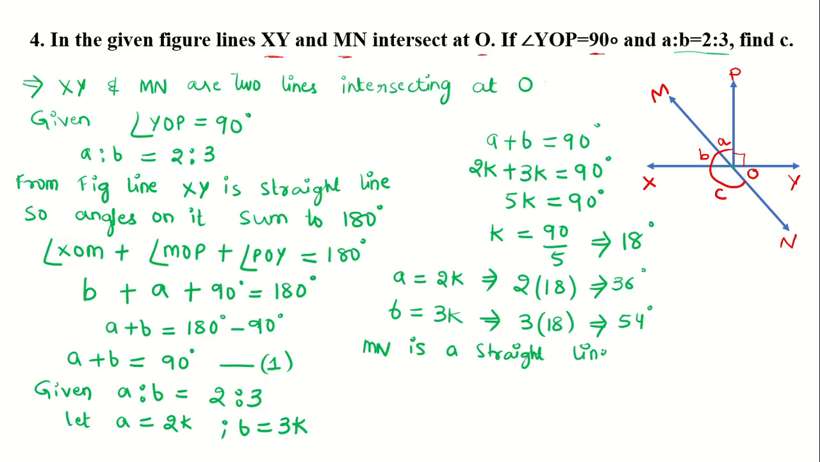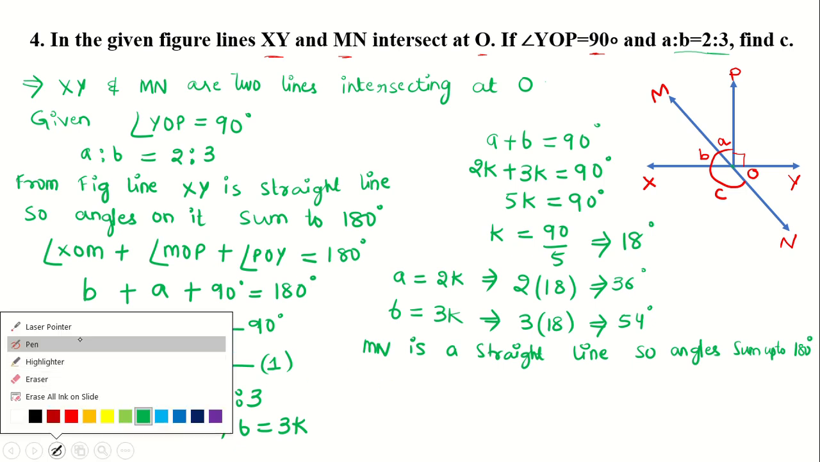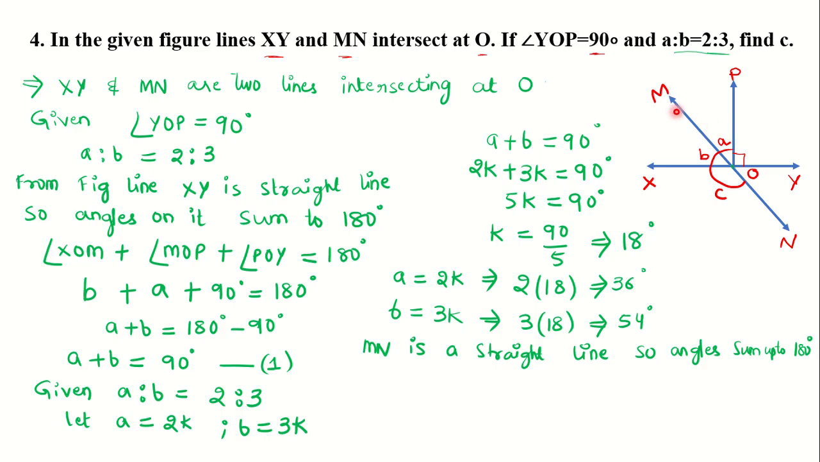MN is a straight line. So, angles on it sum up to how much? Angles sum up to 180 degrees. Now, what are the angles we have on line MN? This is a straight line MN. Look here in the figure. We have two angles on this line MN.